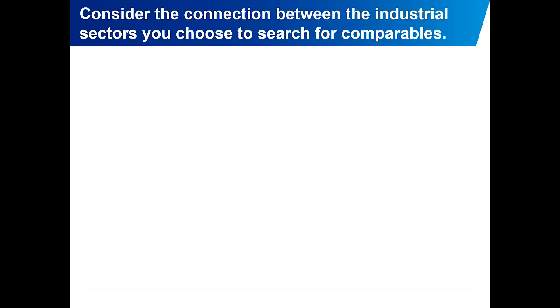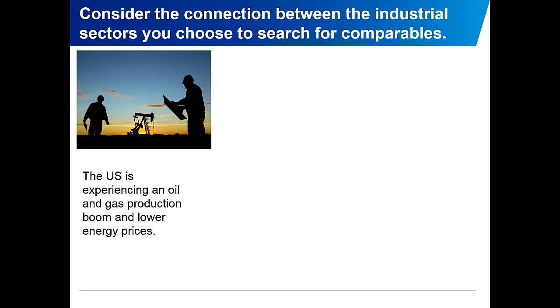So, the connection between the industrial sectors you're choosing to search for your comparables: you want to consider this very carefully. I'm just going to talk about this in an example that's happening currently. Right now, the United States is experiencing an oil and gas production boom, and we're experiencing lower energy prices, which has been a positive for the economy.